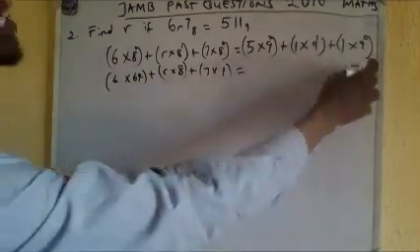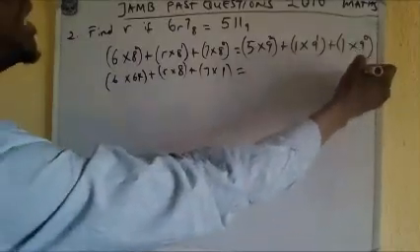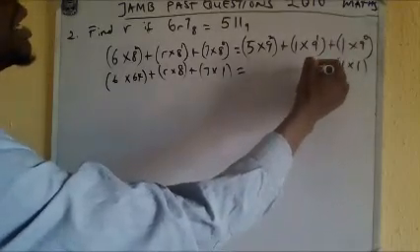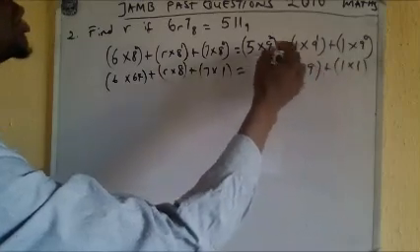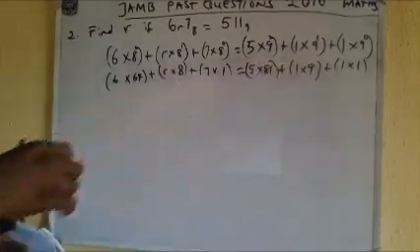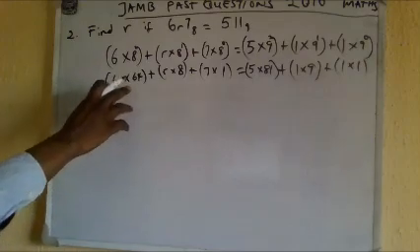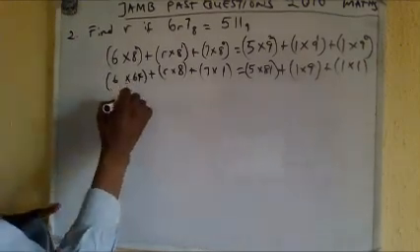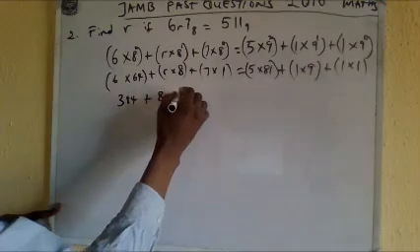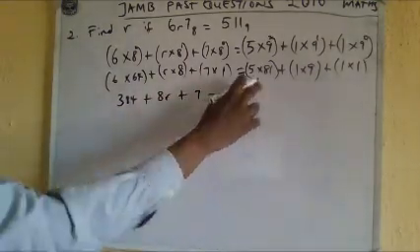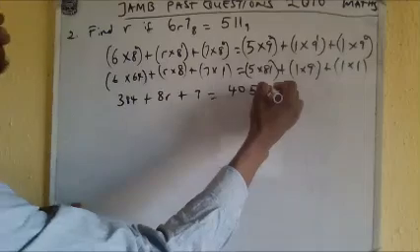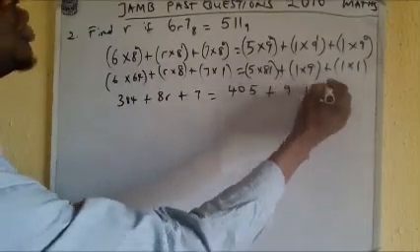For this side, I'll start from here. 9 raised to power 0 is 1 times 1 plus 9 raised to power 1 is 9 times 1 plus 9 raised to power 2 is 81 times 5. So I'm going to do all the algebra. 6 times 64 is 384. 384 plus this R times 8 is 8R plus 7 is equals to 5 times 81 is 405 plus 9 times 1 is 9 plus 1.